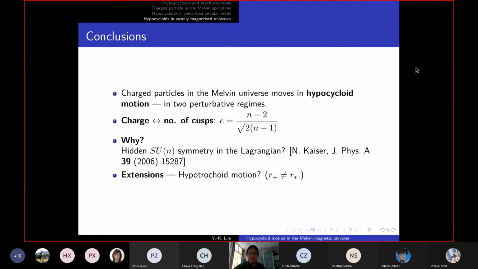So what we have found is that I answered the question that was bugging me when I was reading the John Baez Twitter. Hypocycloids do occur in the Melvin universe in two regimes, and this is one of my favorite formulas I got out of this.